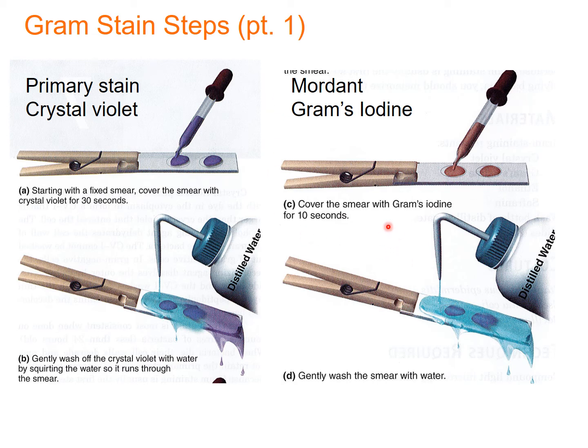After adding the mordant or the iodine to our stained crystal violet cells, we'll rinse that back off again to get rid of all of the excess iodine. Now at this point, every cell, whether it's gram-positive or negative, is going to be stained purple, and the color will have shifted a little bit after being cross-linked to the iodine.